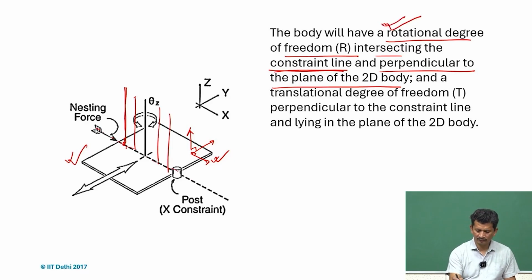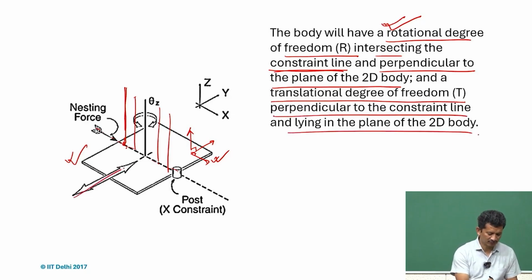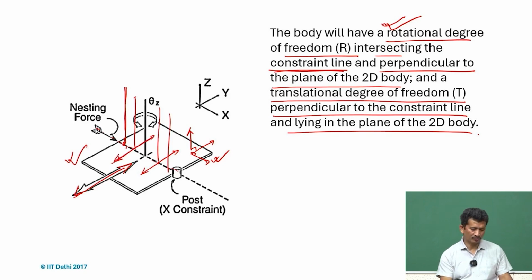And there is a translational degree of freedom perpendicular to the constraint line. So, that is what we mean. So, this is the constraint line. So, this motion is always possible.